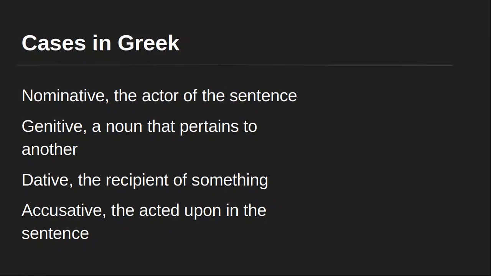Since there's a lot of languages in the world, we're just going to be using Greek. So in Greek, we have 4 noun cases in the ancient variety of the language. The modern language only has nominative, genitive, and accusative. It lost the dative. However, we're going to be using the ancient variety for the purposes of this video. So the nominative describes the actor of a sentence. So if I were to say, the cat kills the bird, the cat is in the nominative case.